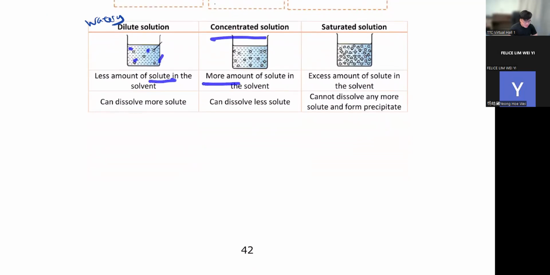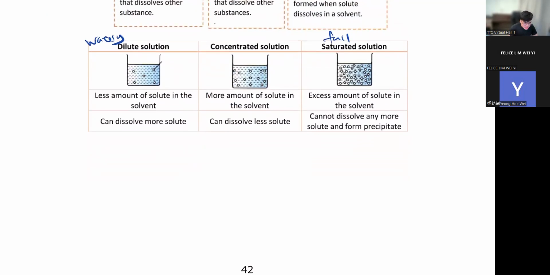Concentrated means they have more. I put a lot. Saturated means full. I put so much solute that it sinks at the bottom. It's like you take a cup of water, you put a whole bag of salt inside, 一杯水加一包盐，一大包盐. So you get a lot of salt at the bottom, isn't it? That's your saturated.